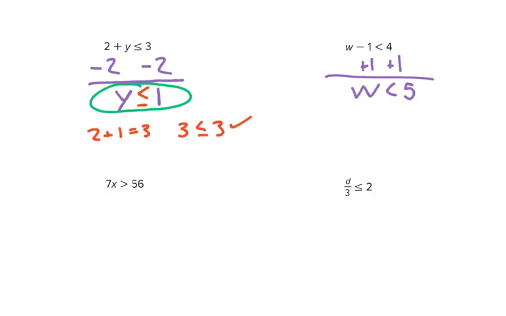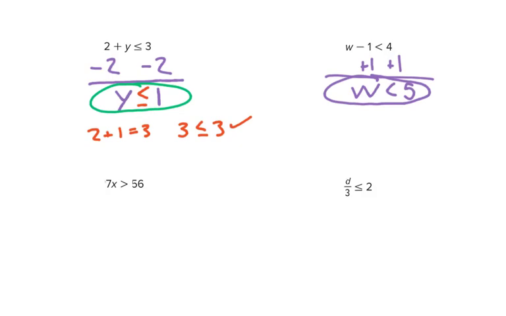So if I pick a value, let's say I pick 3. 3 minus 1 would be 2, which is less than 4. Another number that's less than 5, 0. 0 minus 1 would be -1, and -1 is less than 4. All right, so in this case, w is less than 5.